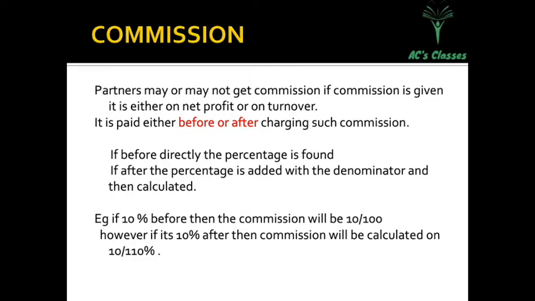If the commission is given before charging such commission, then directly the percentage is found out. If it is calculated after charging such commission, then the percentage is added to the denominator. For example, if 10%, then the commission will be calculated as 10 by 100. However, if it is 10% after charging such commission, then this 10 will be added to the denominator, which is 100, and the calculation will be done on the basis of 10 by 110.